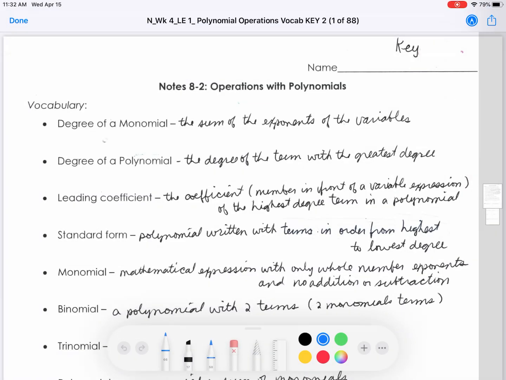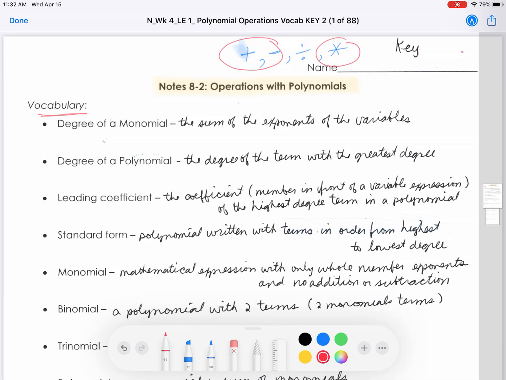This is Mrs. Karn. Today we're going to look at operations with polynomials. Operations are simply things we do with mathematical expressions, like we could add them, subtract them, divide them, multiply them, or square them. In terms of polynomials, we're specifically going to talk about adding and subtracting polynomials and about multiplying polynomials. So this first video is simply going to talk about vocabulary for polynomials.